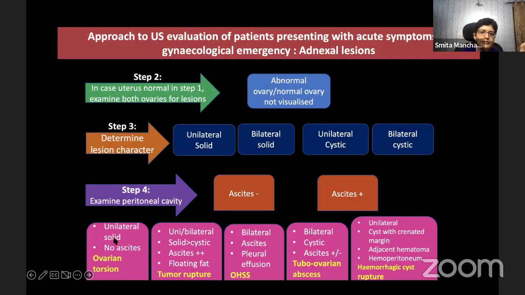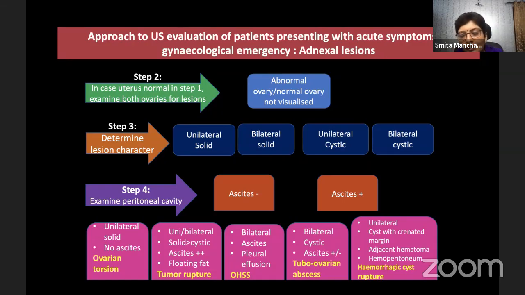So the common entities are, for example, a unilateral mass, typical appearance of a torsion. We'll just see what it is. Usually only minimal fluid around that torted ovary, not very significant ascites. Tumor rupture, ascites is there. There is a background history of a tumor, or may even be a first presentation. OHSS is a typical setting where the patient has been given drugs for stimulation, and now there are bilateral enlarged ovaries, ascites, and pleural effusion. Tubo-ovarian abscess. So PID is a big mimicker. Please don't miss PID. The patient can be in severe pain. It's really painful for the patient.